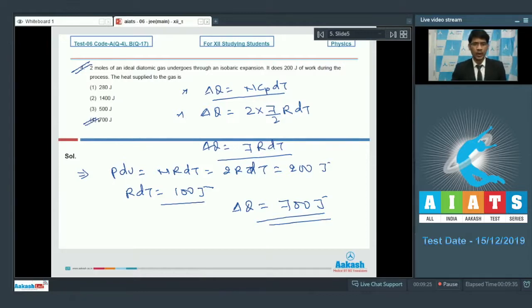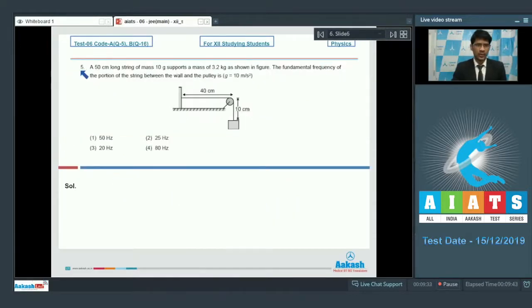Now we shall proceed to question number 5. In question number 5, a 50 centimeter long string of mass 10 grams supports a mass of 3.2 kg as shown in the figure. The fundamental frequency of the portion of the string between the wall and the pulley is. We need to find the fundamental frequency of vibration of this connected string here. So what we know, the fundamental frequency f is equal to how much? V divided by 2L. Got it? So it is V divided by 2L. 2L being 40 centimeter, so 4 into 10.